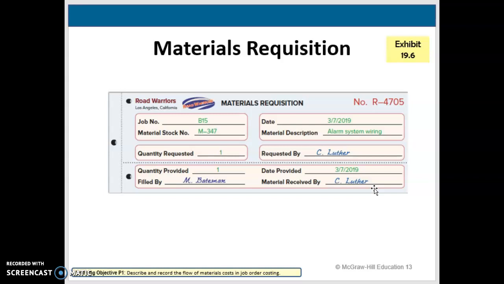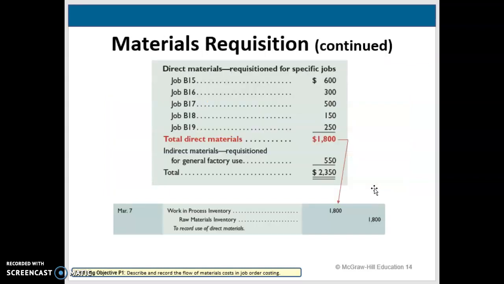So the requisition's made, and then when it's filled, it is signed again to show that it transferred from one place to another. If we had an indirect material, which we couldn't trace to an individual job, that job number line might read for general factory use instead of job number B15. So this one is a direct material. All right.